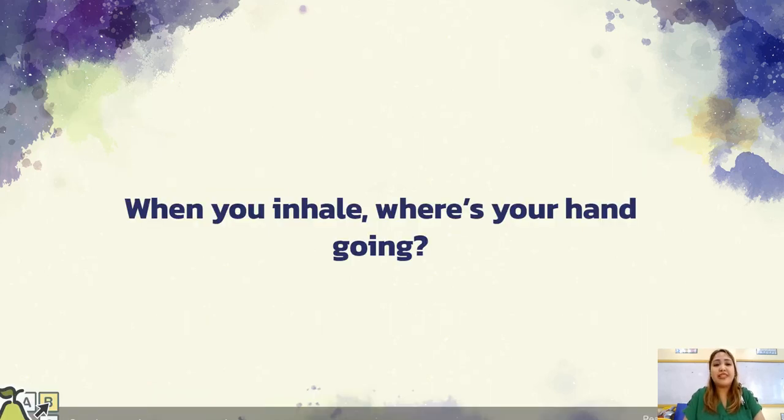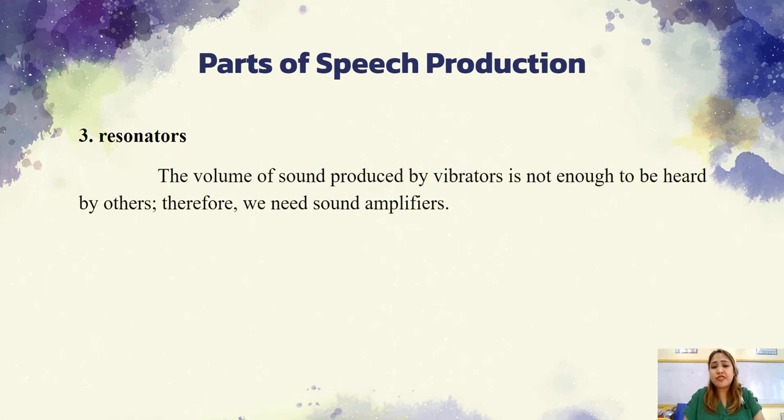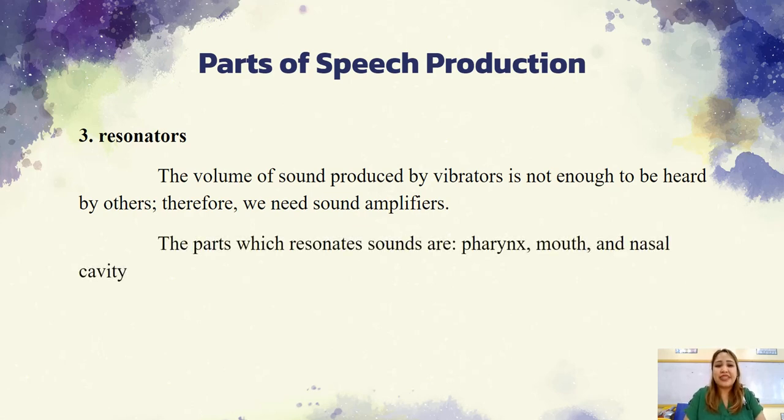That's why we need the third set of parts for speech production, and these are called resonators. The volume of sound produced by vibrators, as I've said, is not enough, so we need some amplifiers. These parts involve the pharynx, mouth, and nasal cavity. Our pharynx, in layman's terms, we call it throat. If you observe our throat, it's like a tube. Once the sound passes through it, it would amplify the sound.